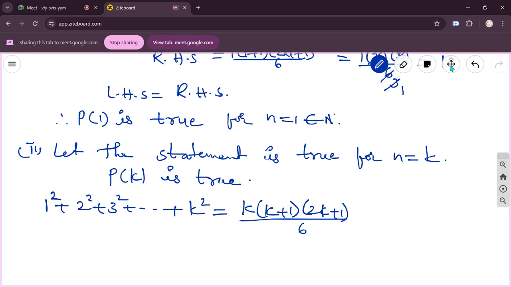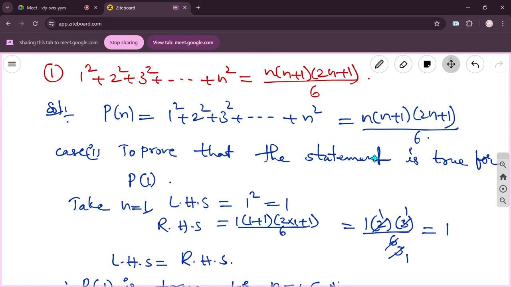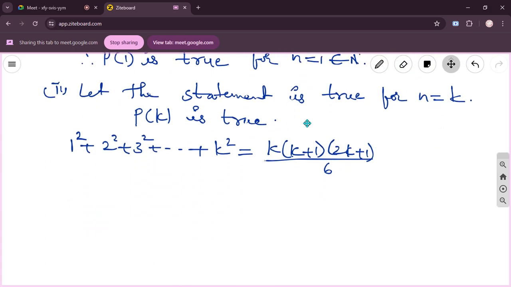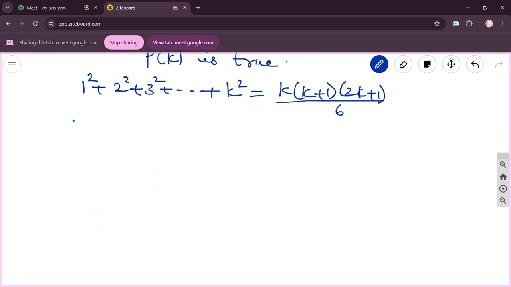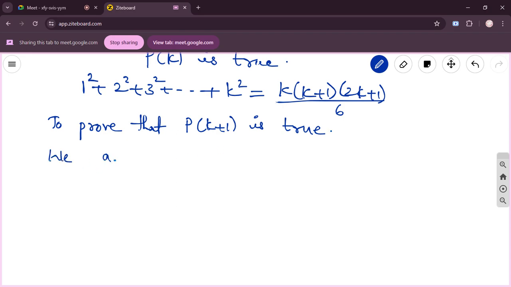Simply substitute in the place of k. Here we can take P of n as a statement. Now, what we can show, to prove that P of k plus 1 is true. So in that case, we add on both sides the k plus 1 term, the k plus 1th term.